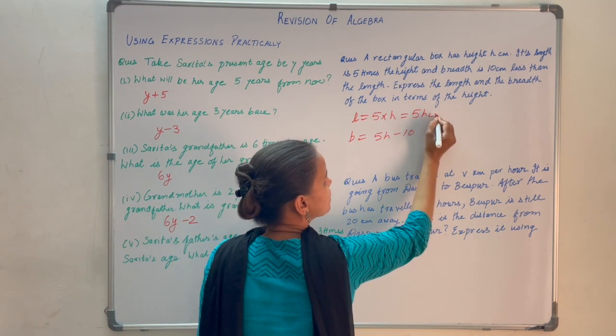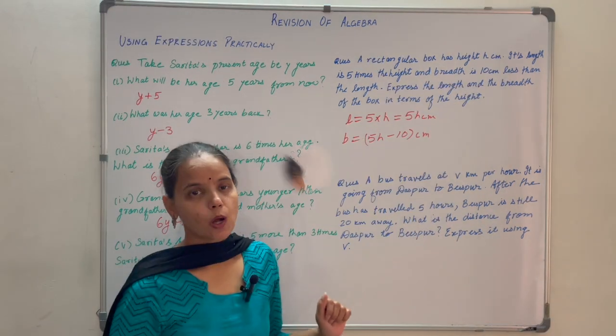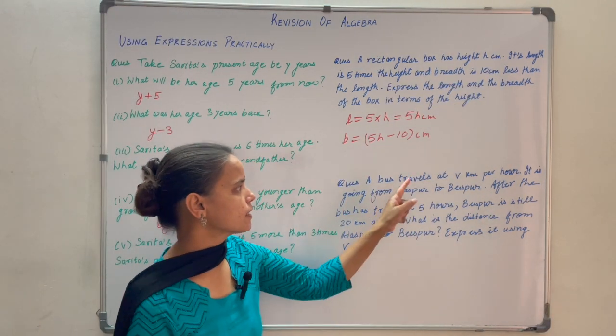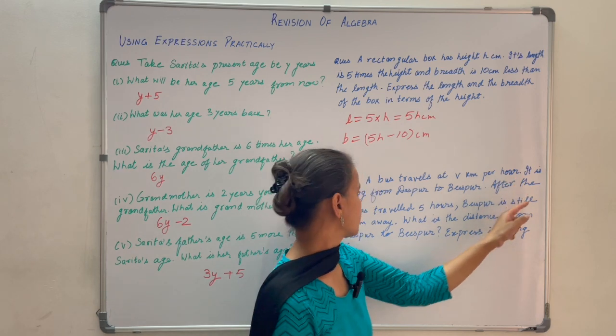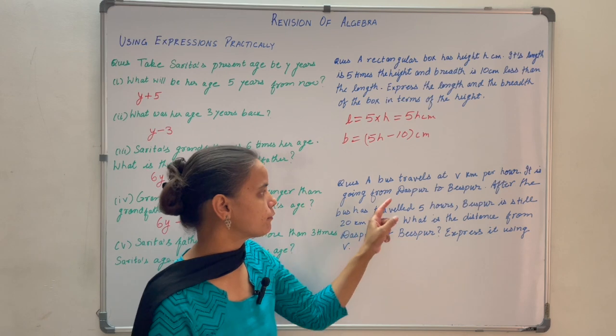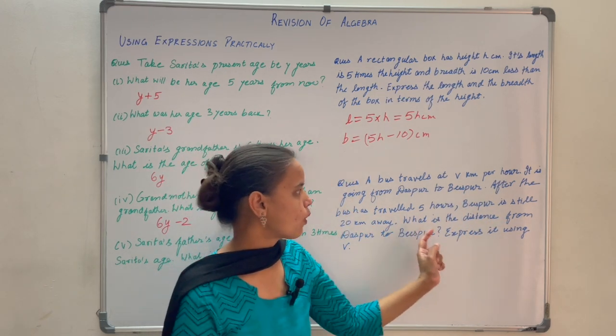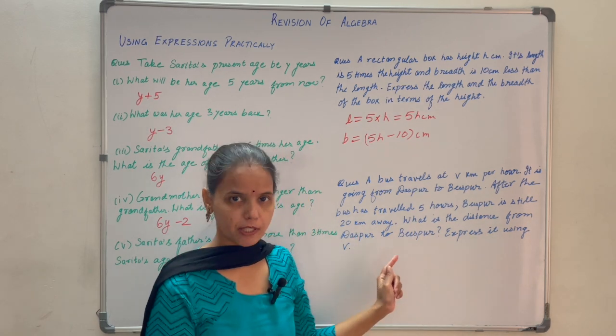Unit is centimeters. Now let us take this question. A bus travels at V km per hour. It is going from Daspur to Bispur. After the bus has traveled 5 hours, Bispur is still 20 kilometers away. What is the distance from Daspur to Bispur?